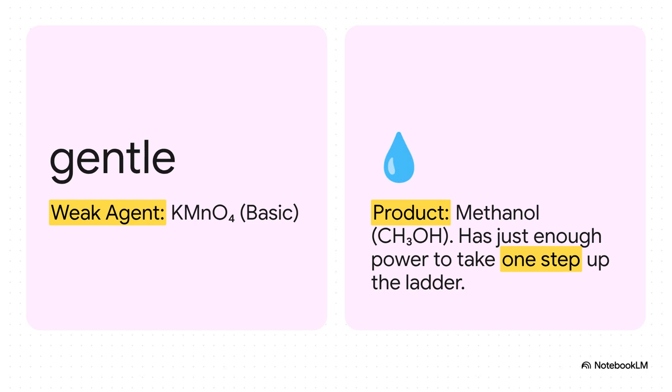A weak agent like basic potassium permanganate has just enough energy to do the very first, easiest step on the ladder, turning that alkane into an alcohol. It makes methanol, and then it stops. So look at that. One starting molecule, 3 totally different products. And the only variable was the strength of our tool.